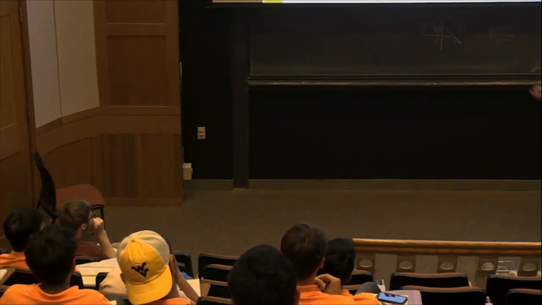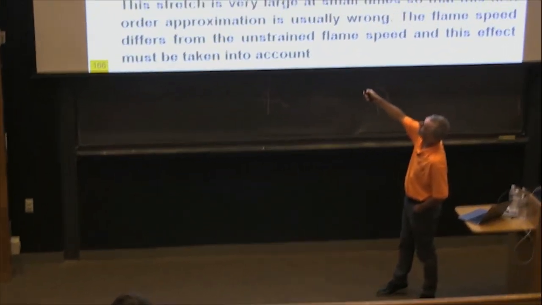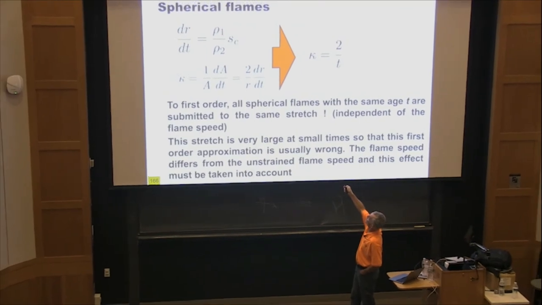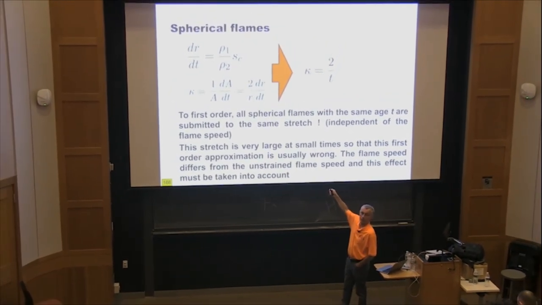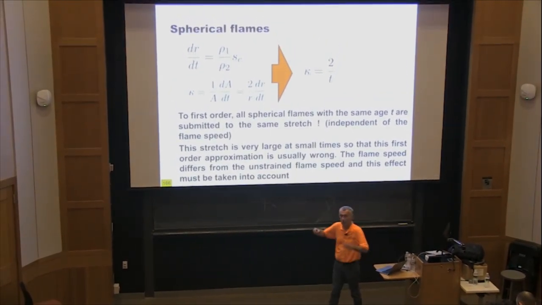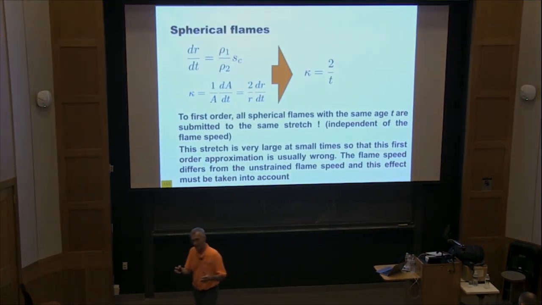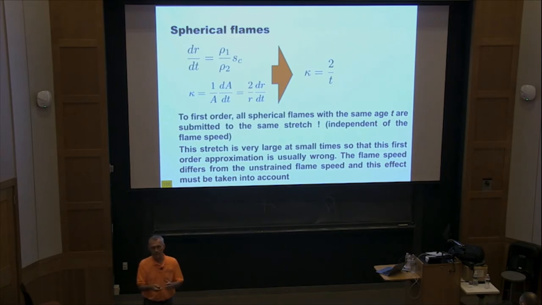And then the following thing is that if r is equal to what we wrote before, dr/dt equal rho 1 over rho 2 times SC, it means that the stretch of a spherical flame is just 2 over t for all flames. That's a magical property. To take any spherical flame, if you give me the age of the flame, I give you the stretch, if this model is right. Okay? But to first order, it's not so bad.